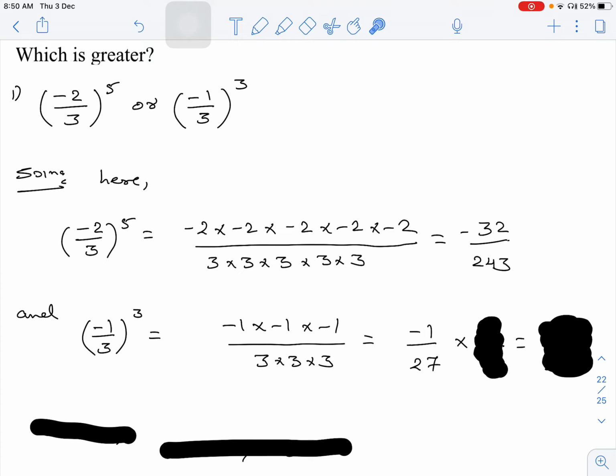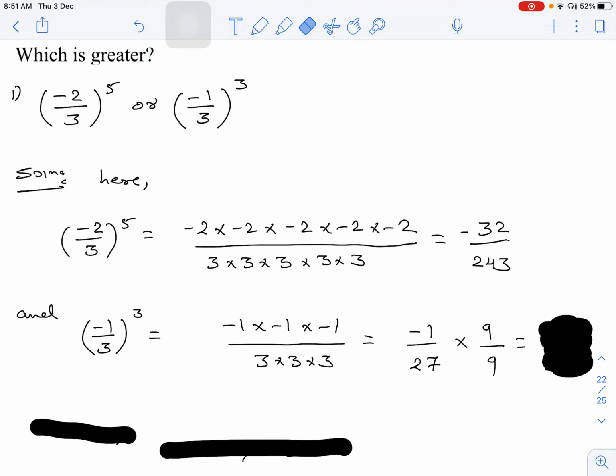Now we have learned comparison of rational numbers. Now this one is also a rational number, this one is also a rational number. Okay, we cannot directly compare these two numbers unless the denominators are the same. Okay, so what do we have to do? We have to make the denominators the same. Here the denominator is 243, here it is 27. So we want to make this 27 also 243. So how can we make it? For that we have to multiply it by 9. Now when you are multiplying the denominator by 9, we have to multiply the numerator also by 9.